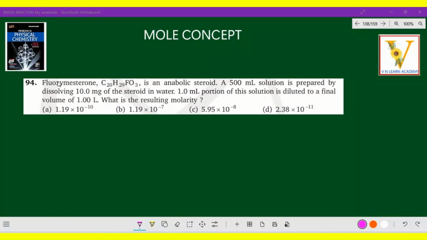The next question. Fluoxymesterone. It is a steroid.